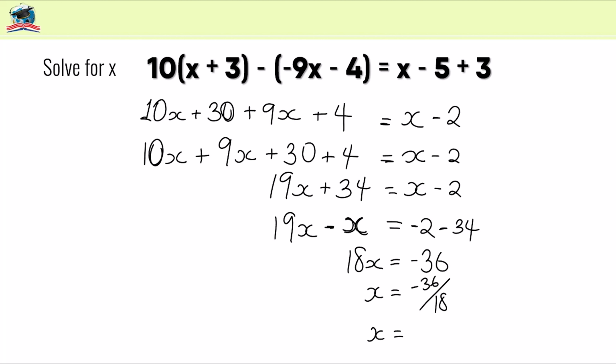18 plus 18 will give us 36. There's going to be 2 there. And then we're going to have a minus. There's going to be minus 2. So our answer is going to be minus 2. Let's find some way to put the x equals here. So here is what? x is minus 2. Beautiful.